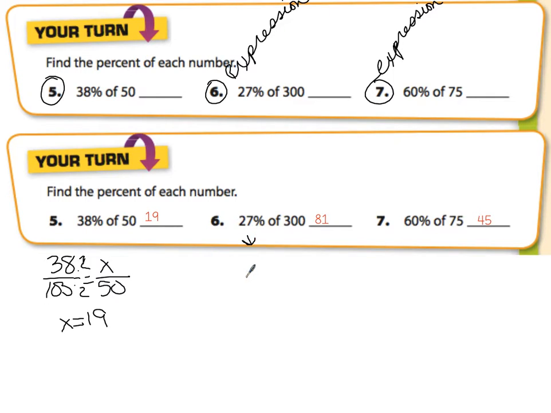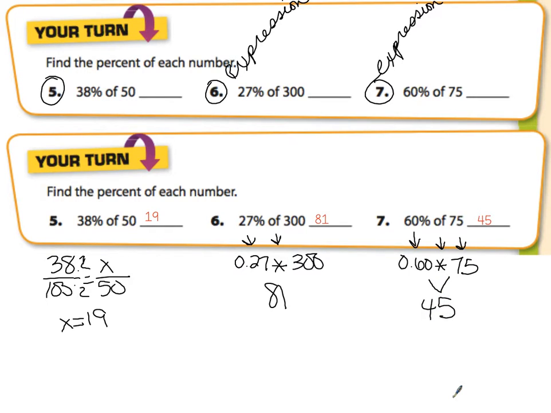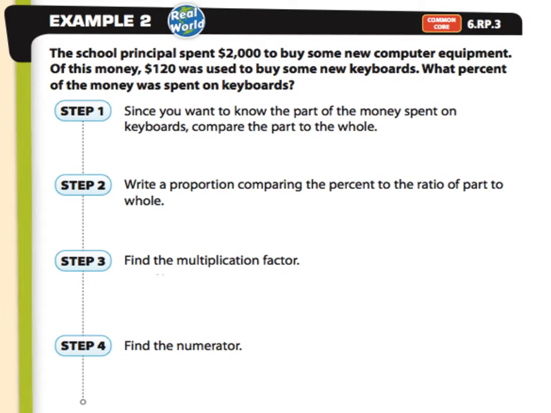Here, 27% needed to be changed to a decimal. Of means multiply, and 300 is our total, or our whole, so it can go at the end, and I get 81 when I use my calculator. Again, change your percent to a decimal. Of means multiply, 75. When you multiply these, you get 45. Remember, yes, we will be able to use those calculators, but I have to see this process in order to know that you understand what you are doing.